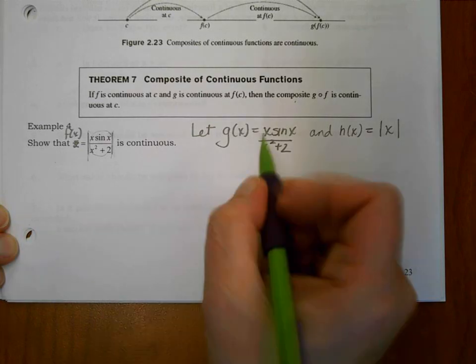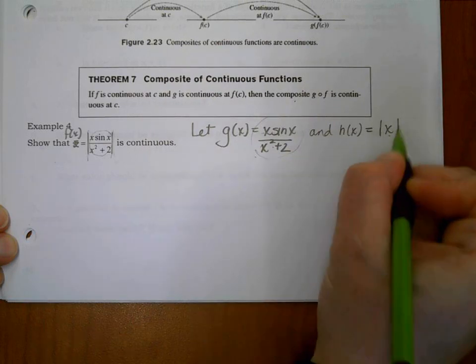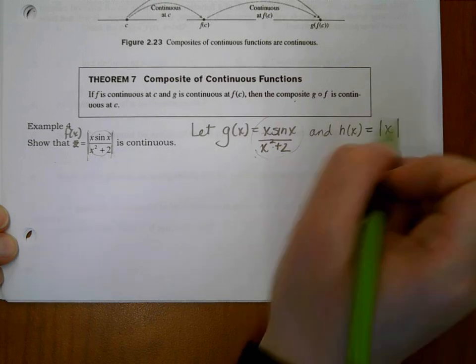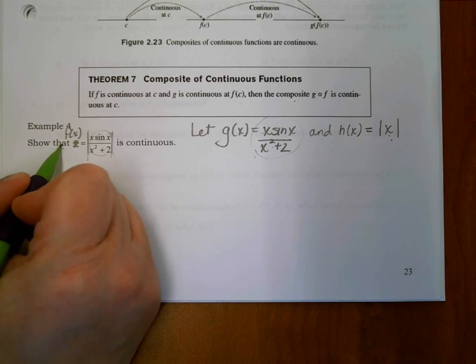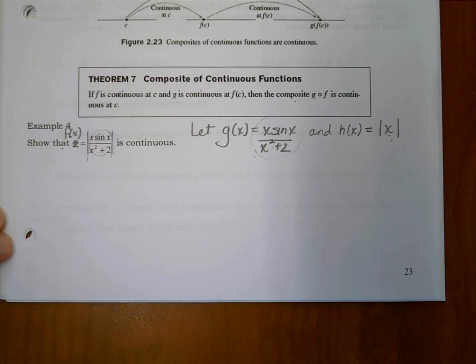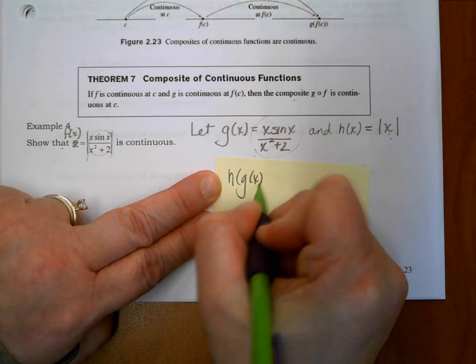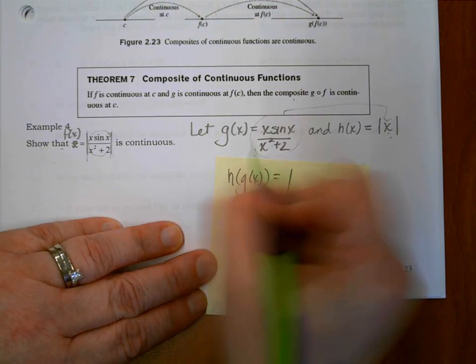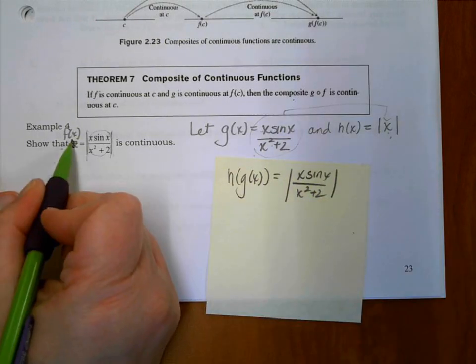Then what I can do is look at these both individually and decide, okay, if this is continuous and if this is continuous, then the composition h of g of x, which is equal to f of x, is also continuous. So first let's make sure you agree that h of g of x is equal to f of x. h of g of x would mean I take g of x and plug that in here for x. So h of g of x would be the absolute value of that whole thing. Okay, so we agree that that's f of x.